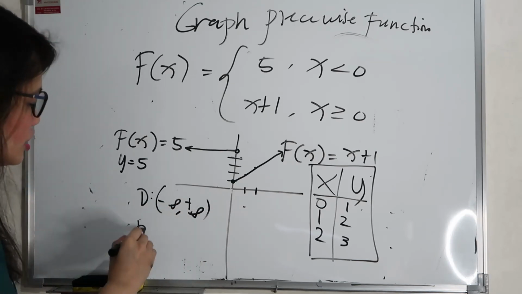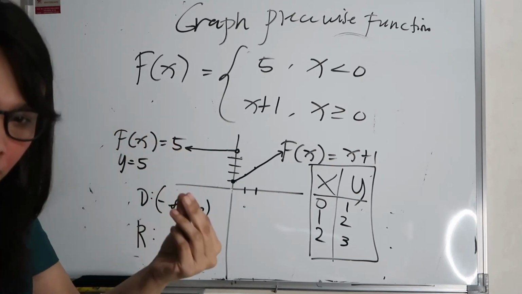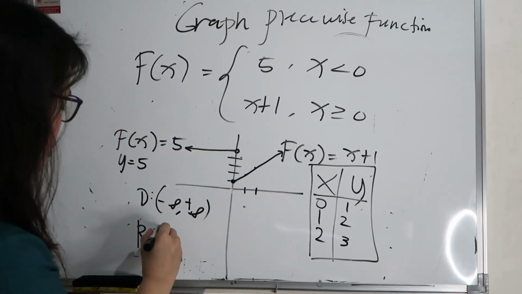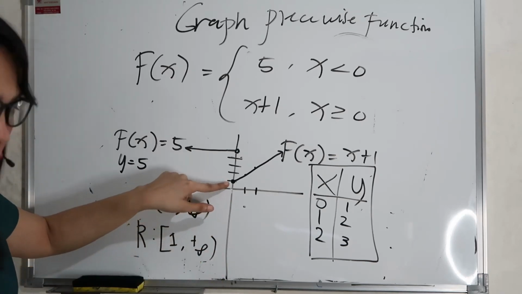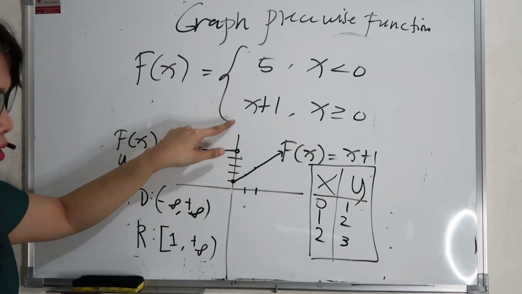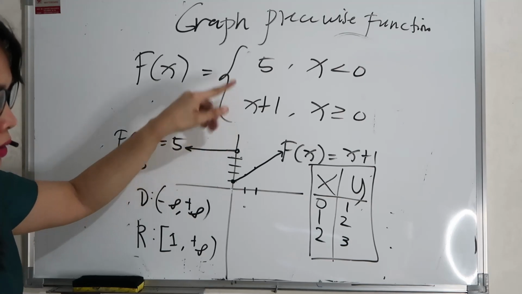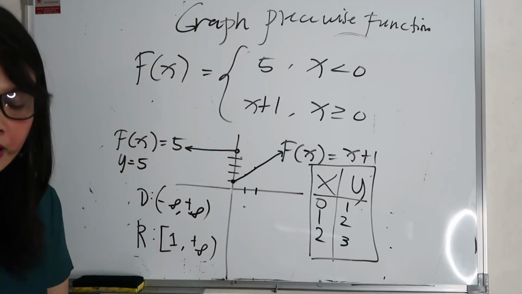Now, what about the range? Okay, so we have 1 to positive infinity. From this point going up, meaning 2, 3, 4, 5, 6, 7 are included. So that will be 1 to positive infinity. Okay, question.